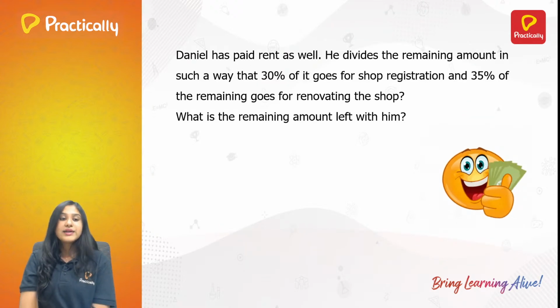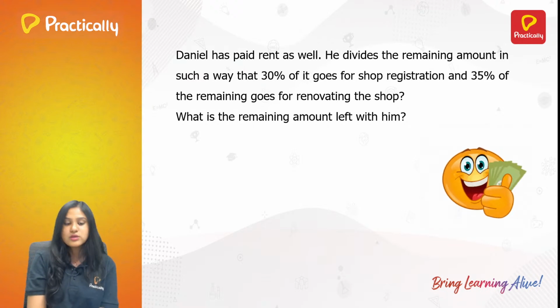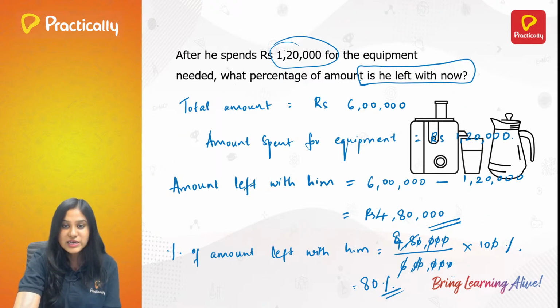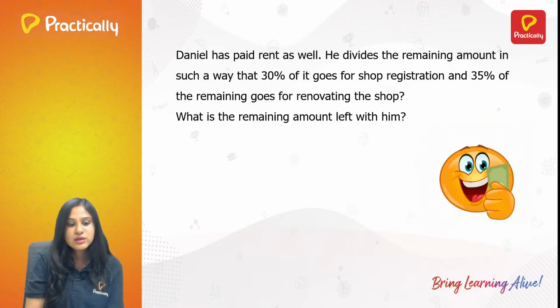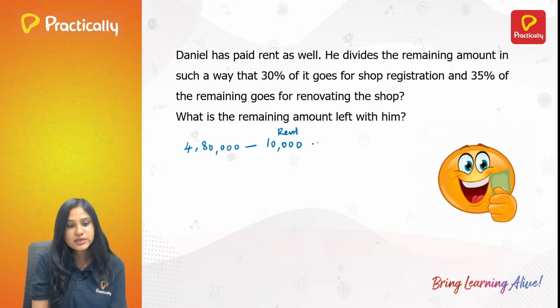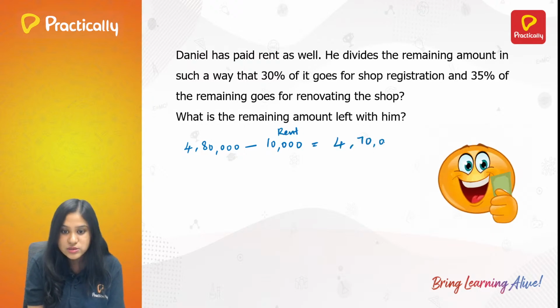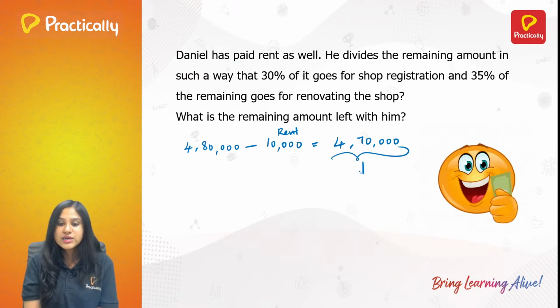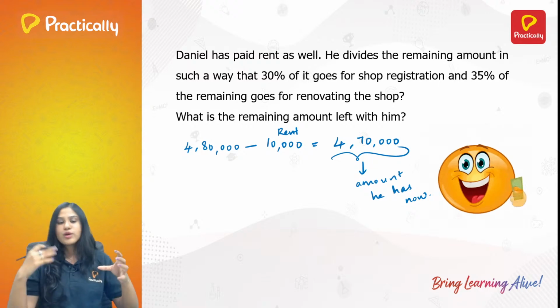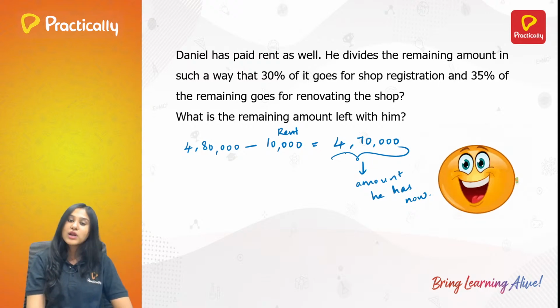Next, Daniel has paid rent as well. Okay, what was the amount left with him? It was 4,80,000. From that, he has paid 10,000 as rent. So, what will it be? 4,80,000 minus 10,000, which is the rent. So, what is it? 4,70,000. Correct? This 4,70,000 is the amount he has now. Daniel has paid rent. After paying rent, he is left with the amount 4,70,000.